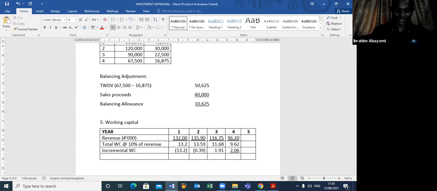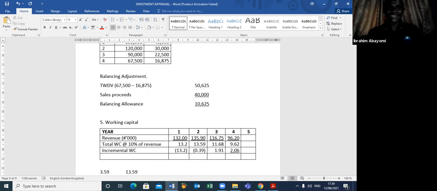So the total inflow is 3.97. Why the total outflow is what? Let me compute it again. 13.2 plus 0.39 is what? 13.59.